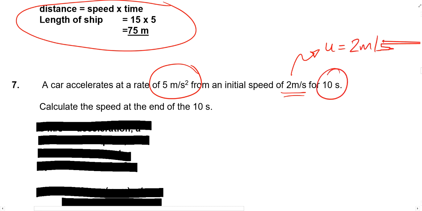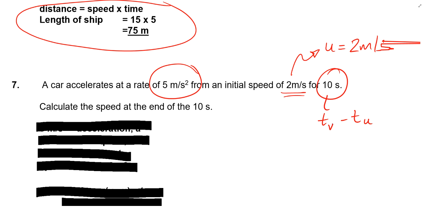Then 10 seconds. What does this 10 represent on the board? Yeah, this is our TV minus TU. The V should be small at the bottom. So that is the final time minus the initial time. And that is given to be 10 seconds.